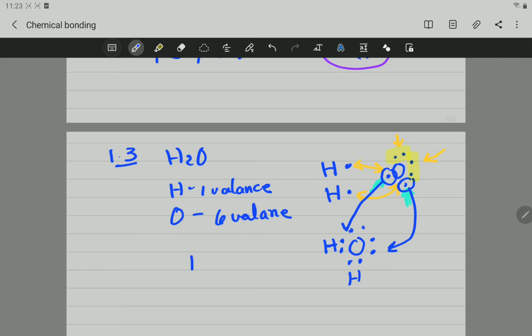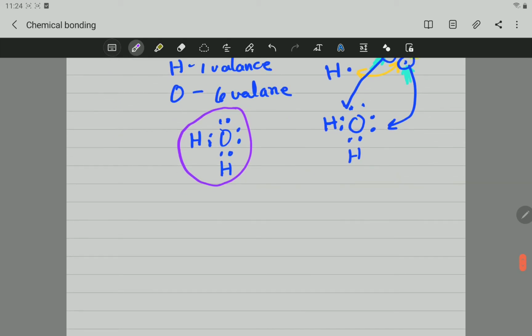Let's redraw it a little bit more clearly. There is the molecule of water, the complete molecule of water. Let's look at another example.